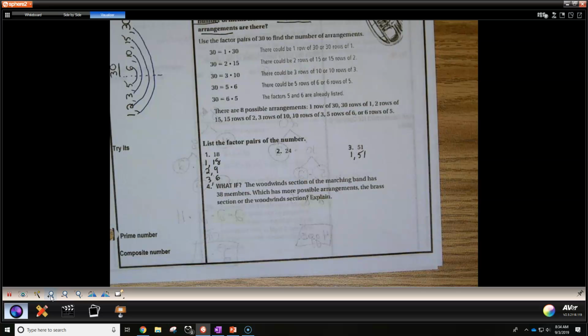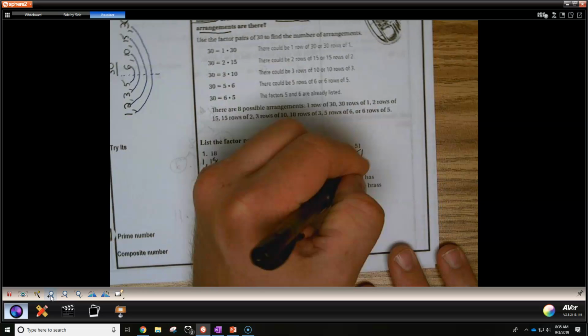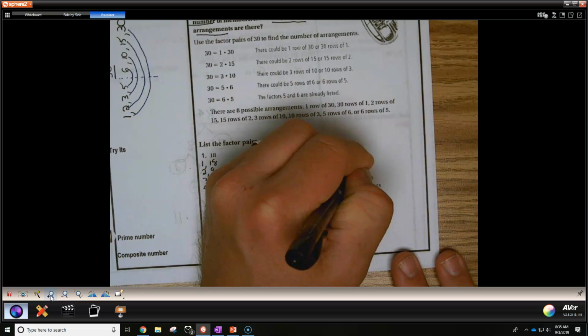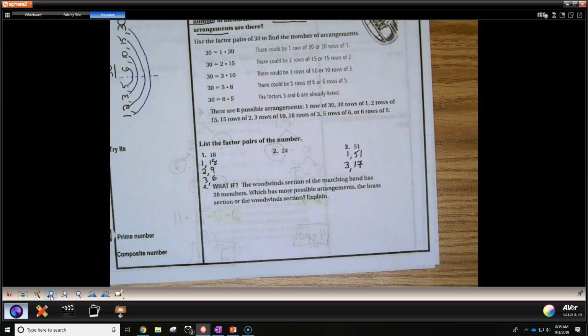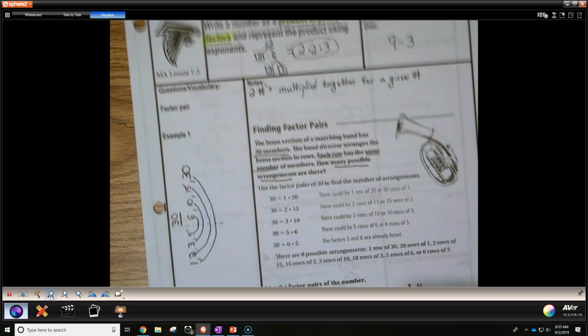Use your number line and your calculator. Joseph, you think you know it? 3 and 17. Joseph's got it. 3 and 17. Alright, those are factor pairs. I don't really feel like we're going to have trouble with that on our homework. So, let's turn the page.